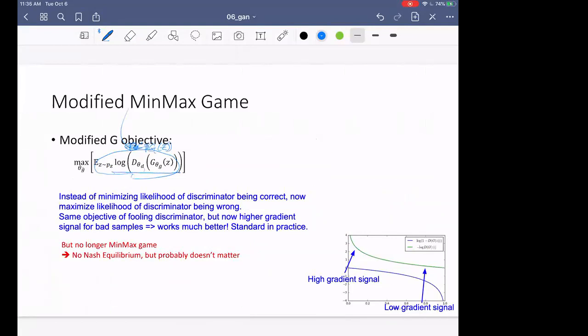It's the same thing. I mean, semantically, it's the same thing. Mathematically, it's no longer a min-max game, but semantically, it's the same. As written here, instead of minimizing the likelihood of the discriminator being correct, you want to maximize the likelihood of the discriminator being wrong. And graphically, you can see here, instead of using this log(1 - D(G(z))), you use log D(G(z)).